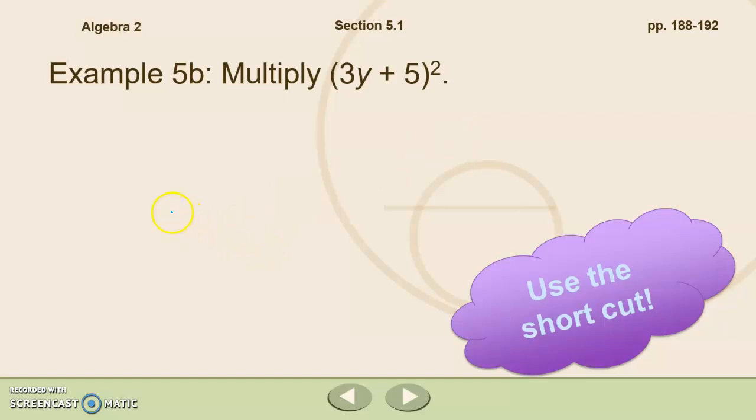Using the shortcut, you should see, oh, this is a sum, and I'm squaring it. So we're going to use the shortcut for square of a sum, which says that a plus b squared equals a squared plus 2ab plus b squared. Sorry, my handwriting is terrible on the screen. Here is our a term, and here is our b term. So we can just plug those into that shortcut and save ourselves some time.